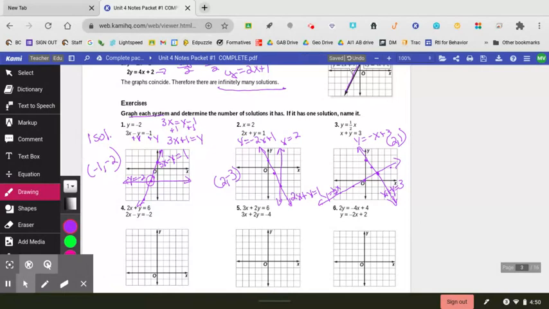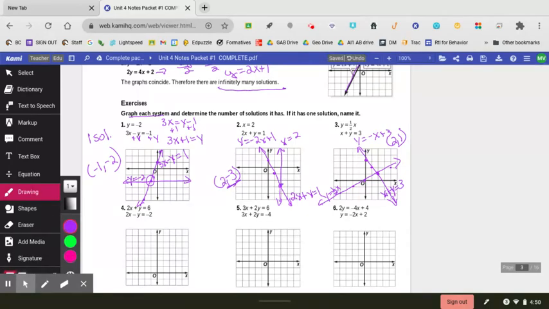Okay, so number 2, I graphed x equals 2, which is a vertical line. And in fact, my calculator won't graph x equals 2, so this one I have to do by hand. And then the second equation, I subtracted 2x from both sides, so that gave me y equals -2x plus 1. So y-intercept of 1, slope of -2, so that's down 2, right 1. And they intersect at 2, -3.